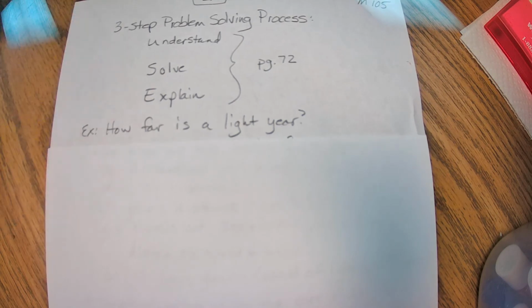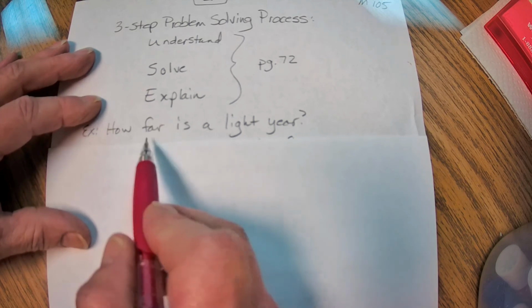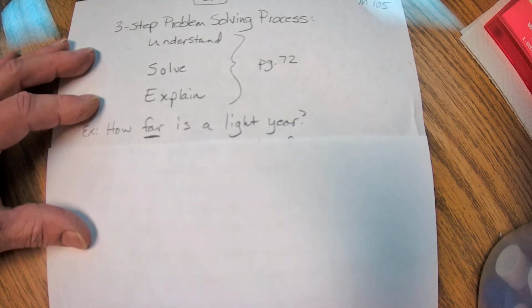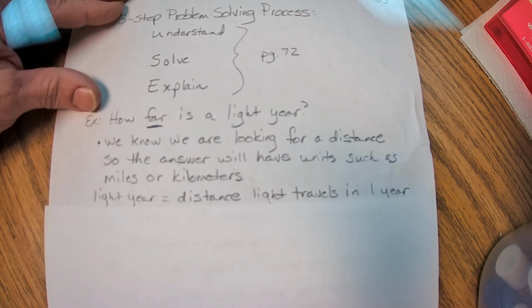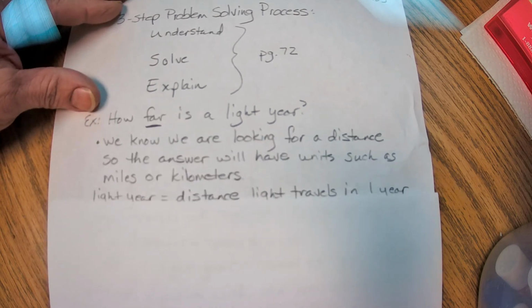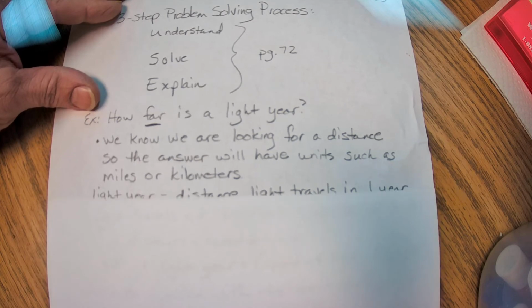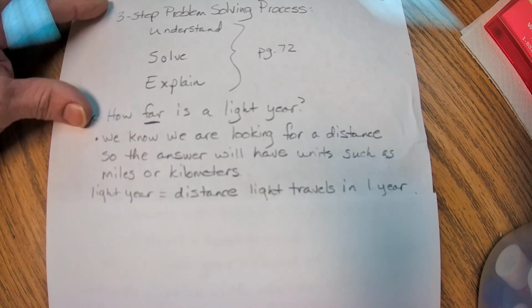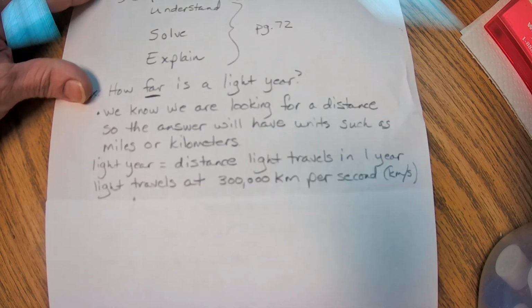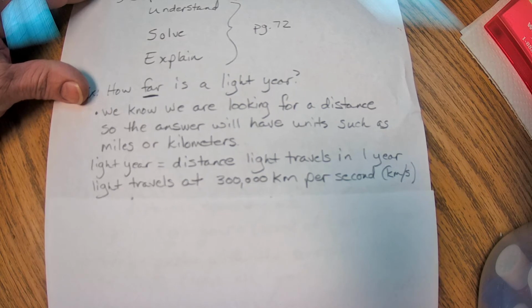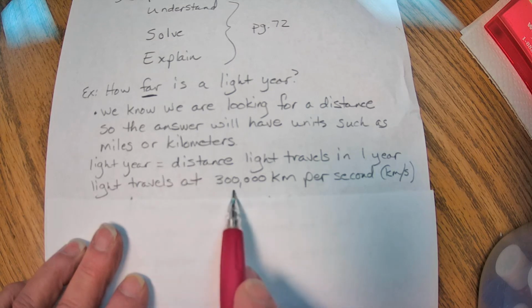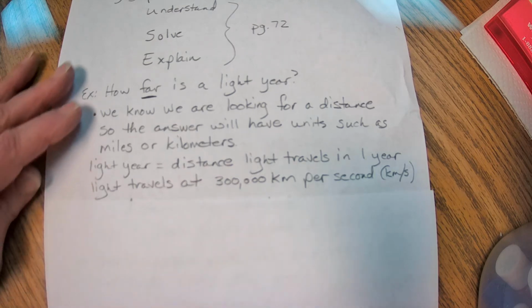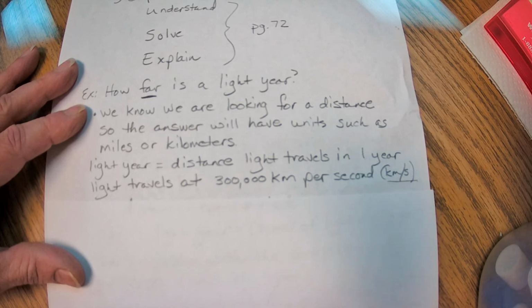So the question is, how far is a light year? Well, the fact that it's asking this question, I know that my answer is going to be a distance. So the answer will have units such as miles or kilometers. So what I need to know is, what is a light year? And we know that a light year is the distance that light travels in 1 year. And then we need to know how fast it travels. And it travels 300,000 kilometers per second. Kilometers per second is written like that.